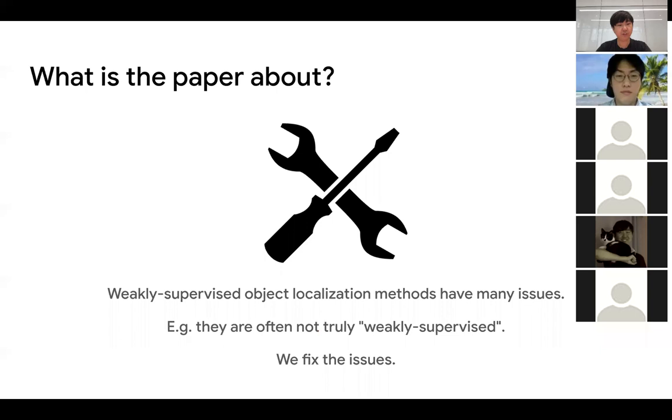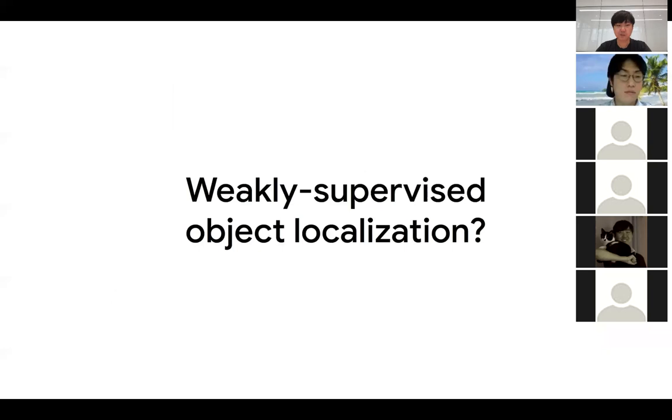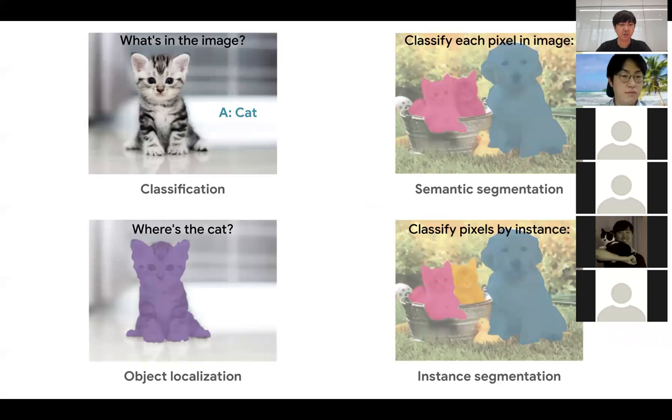So what is weakly supervised object localization? Before introducing object localization, I introduce the relevant tasks. First, classification is to recognize what object is in the image. For example, in this image, it is sufficient to say that there is a cat. On the other hand, semantic segmentation is to label each pixel of an image with a corresponding class. Instance segmentation is to classify individual objects at pixel level.